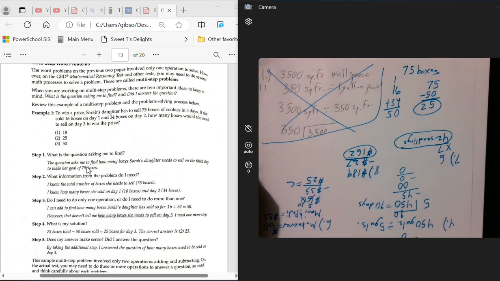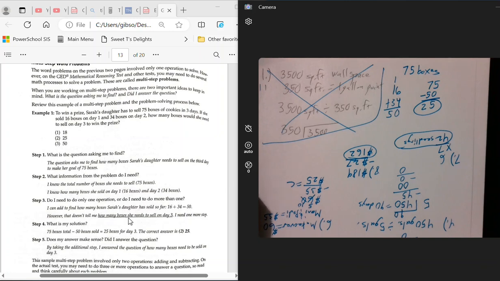So if you look here at these steps, we went through each of these steps. What is the question asking me to find? The question asks me to find how many boxes Sarah's daughter needs to sell on the third day to make her goal of 75. Okay? What information from the problem do I need? I know the total number of boxes she needs to sell, which we put 75 boxes. I know how many boxes she sold on day one and day two, which we did here. Now, do I need to do only one operation or do I need to do more than one? I can add to find how many boxes Sarah's daughter has sold so far. So we have 16 plus 34 is 50, which we did.